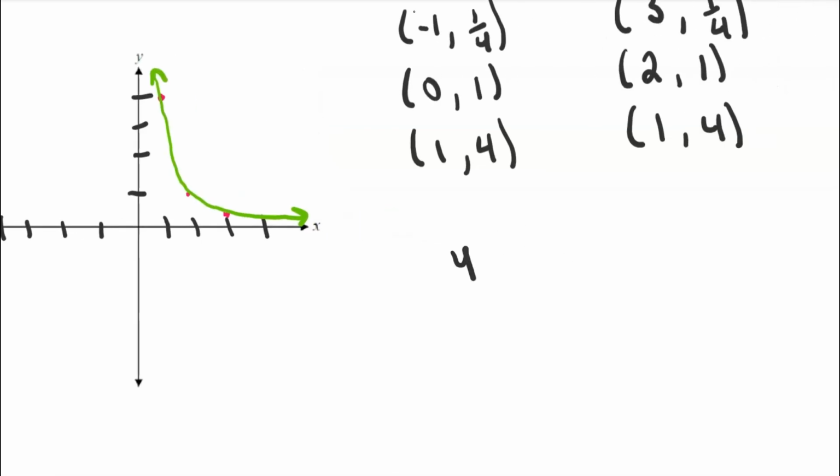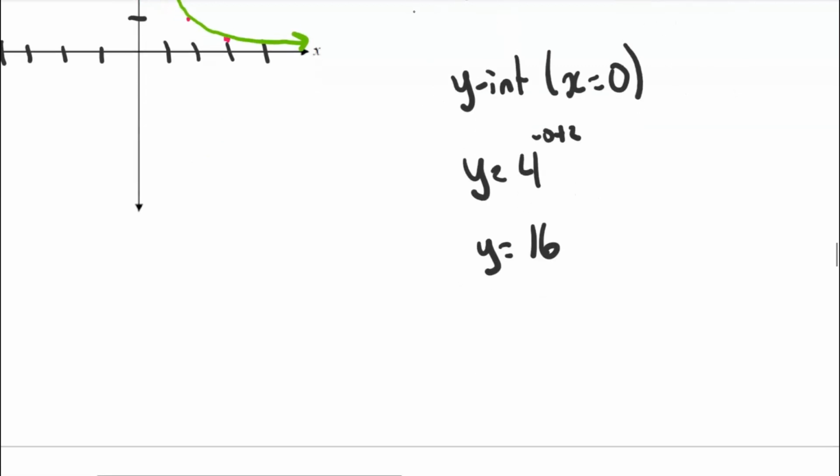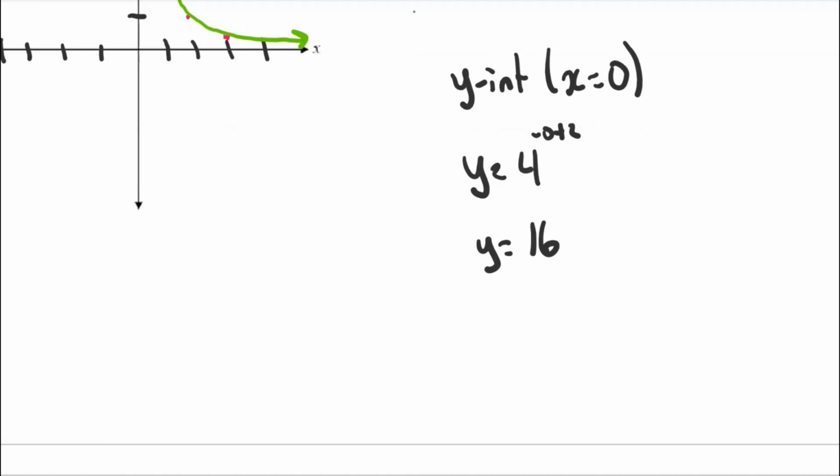If I were to ask you to find the y-intercept, you can solve it like this. The y-intercept is when your x is equal to 0. So we have y equal to 4 to the power of -0 plus 2, which will just be 4 to the power of 2, which is 16. If a question were to ask you to find the y-intercept, that is how you would find it. Set x to 0 and solve.